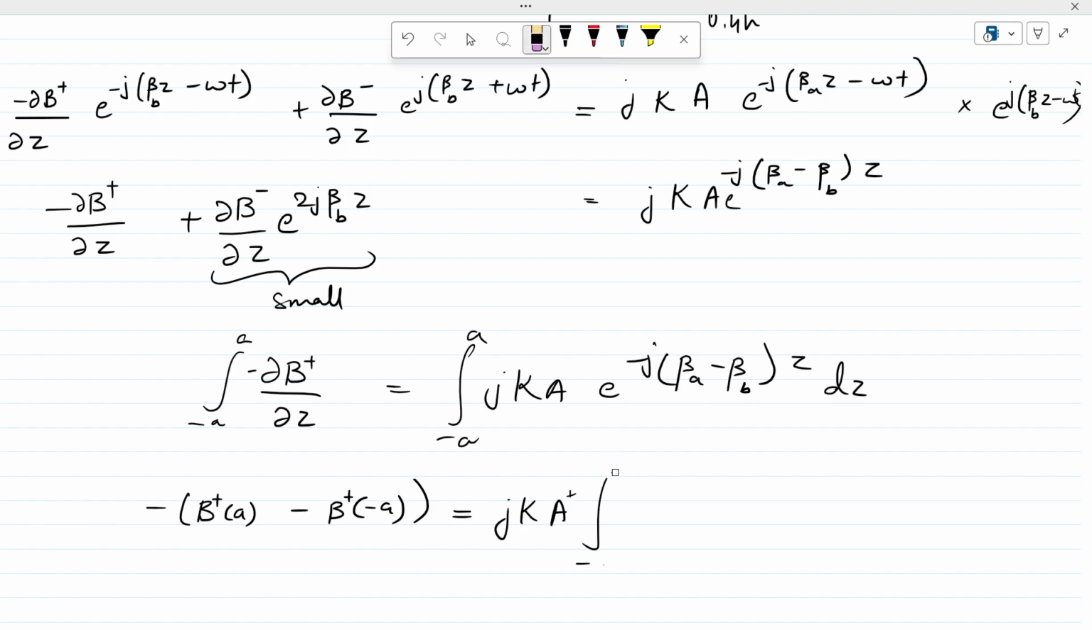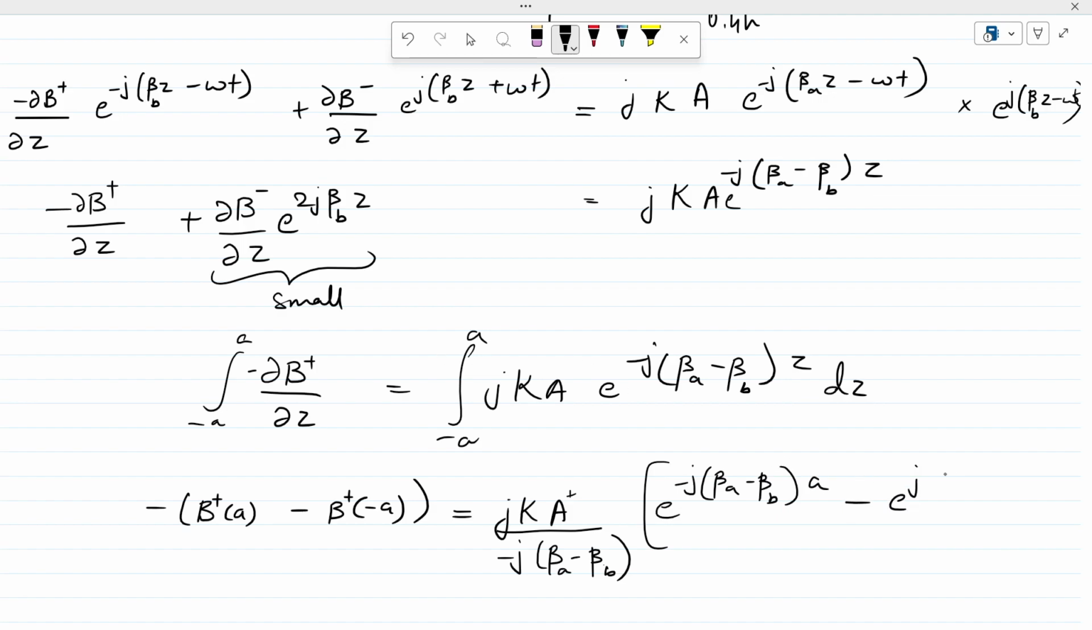Let me just write down the value after the integration. So after integration, what will I have? The integration is on the z term, right? Then I should divide by minus j(βa - βb), times e^(-j(βa - βb)z) evaluated from z equal to a minus e^(j(βa - βb)) into minus a, there is again a.